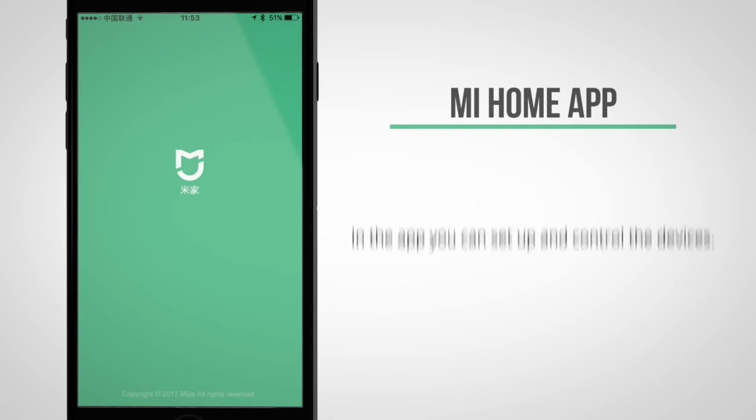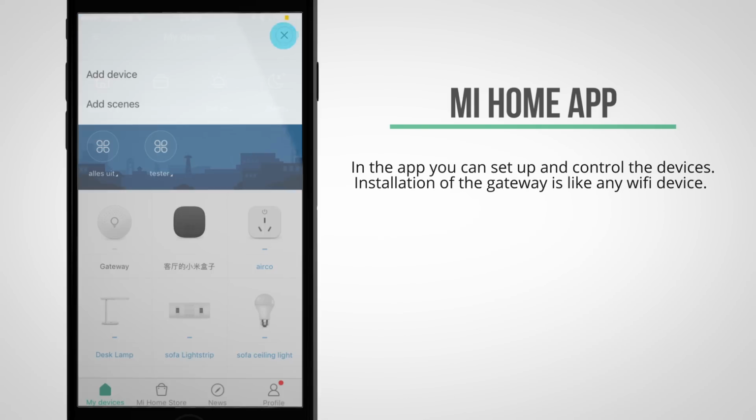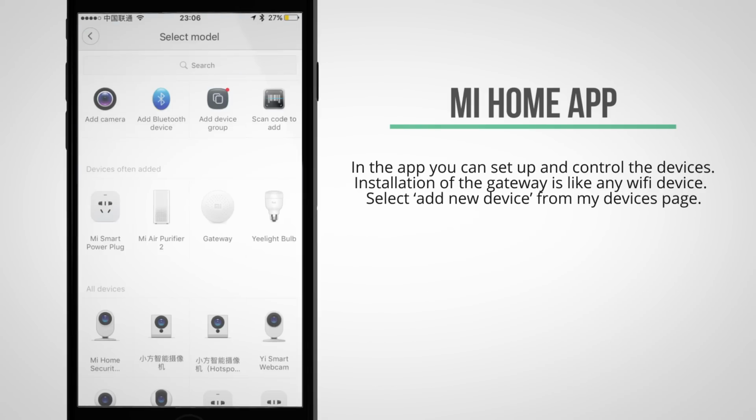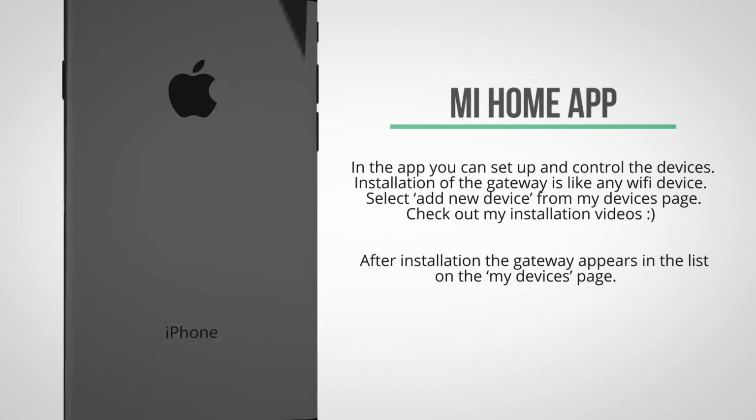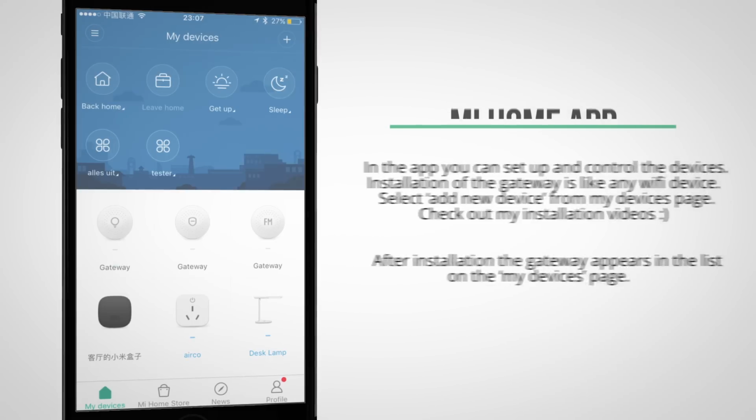To set up all of these scenarios, you need to have the Mi Home app installed on your phone or tablet. And within this app, we can easily install this gateway and set up all kinds of automation rules for these devices. We can install the gateway like any of the other Wi-Fi enabled devices in the Mi Home app, and I've done a video on the installation which you can find right here. Once you have the gateway unit installed, it will appear in the My Devices list in the Mi Home app.